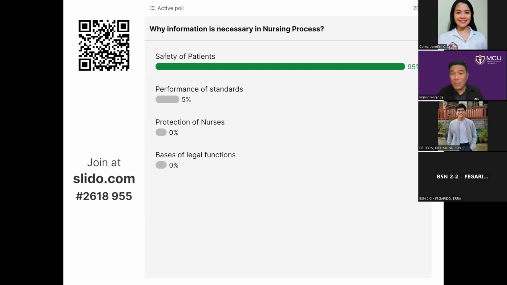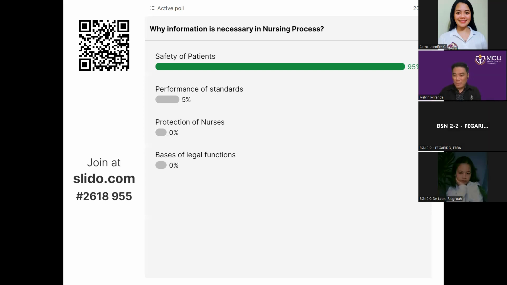Thank you. So let us call again Miss Coro. Yes po. So my answer po dun is patient safety rin po yung number one. Sa akin yung fundamental to deliver quality essential health service po talaga is patient care. Kung mag-start po tayo na siguraduhin safe yung patient natin, susunod po dun performance of standards, then masusure po natin na yung protection ng nurses kasi hindi tayo magkakaroon ng errors. And then hindi tayo mapupunta sa basis of legal function po. Pag-uuna po talaga natin yung safety ng patient po natin.